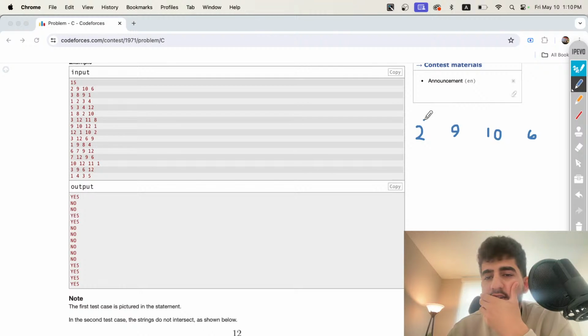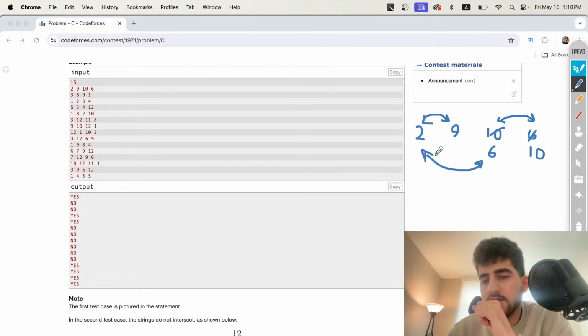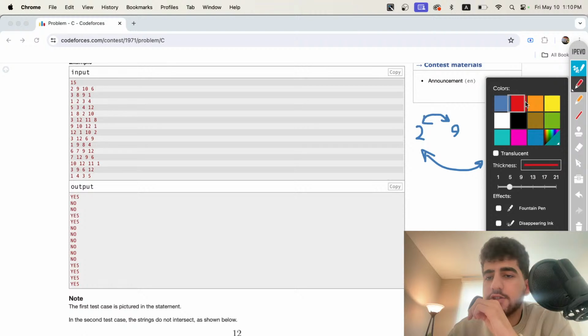Well, first I will check these two. I see that 2 is less than 9. That's okay. I check these two. I see that 10 is greater than 6. So I will swap these two. This one will become 6. This one will become 10. And then I compare these two, 2 and 6. I see 2 is less than 6. So that's okay.